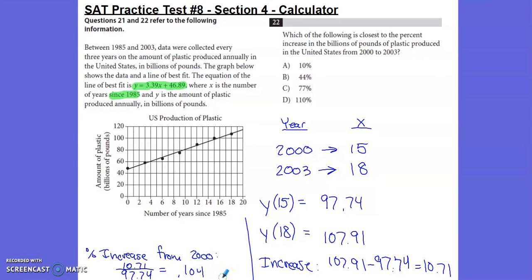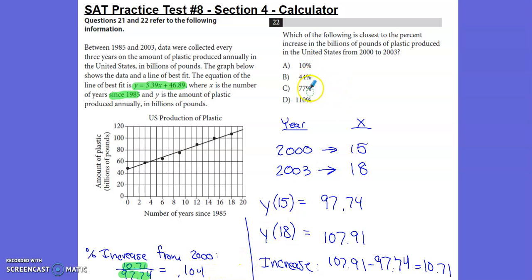So if you think about how you're going to determine the percentage increase, what you're going to have to do is take the amount of increase, which we've already determined, 10.71 billion pounds, and divide by the starting amount. The starting amount was the amount in 2000, so the amount at X equals 15, which was 97.74. Now, if you do that division on the calculator, what you get is 0.1104.